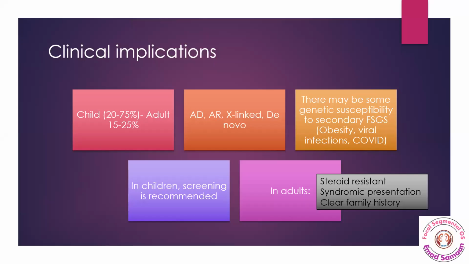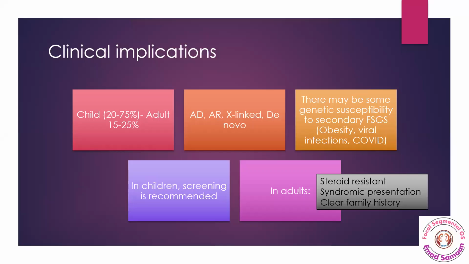So what are the clinical implications of the genetic FSGS? Sure, the presentation is more common in children, not in adults. In adults, around 15 to 20%. It can take any type of genetic transmission: autosomal dominant, autosomal recessive, X-linked disease, de novo. So it will take all the patterns of genetic inheritance. There may be some genetic susceptibility to secondary FSGS, obesity, viral infection, and COVID.